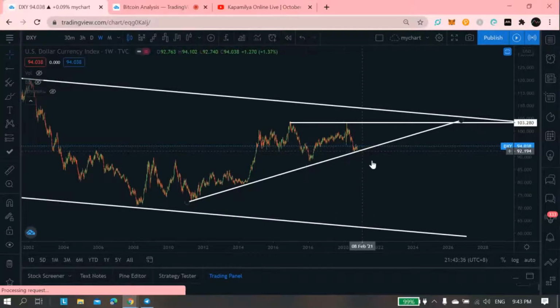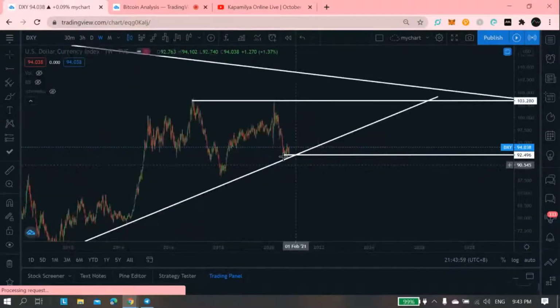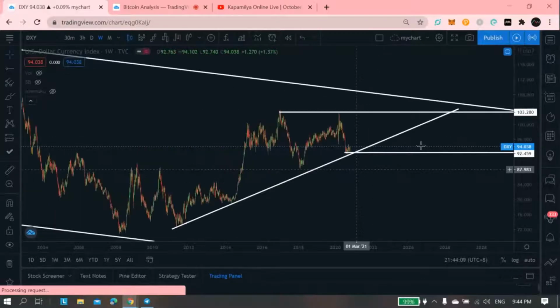Currently it's at support, and yeah, basic is buy at support or go long at support, and of course sell at resistance. I think it's consolidating at this area, and possibly that's the support area I'm looking at. If it goes lower, the possible support is around 92, because it is now at 94.03. And then of course the resistance I'm looking at is this area.